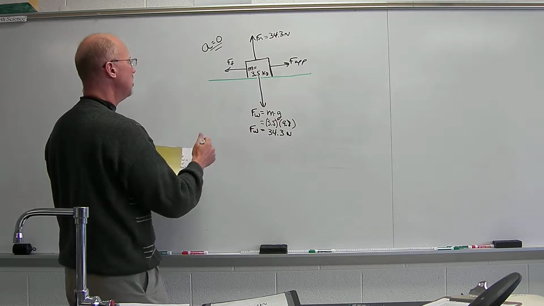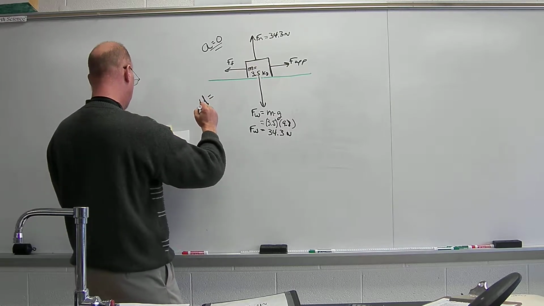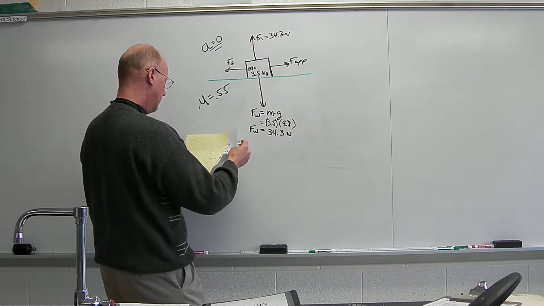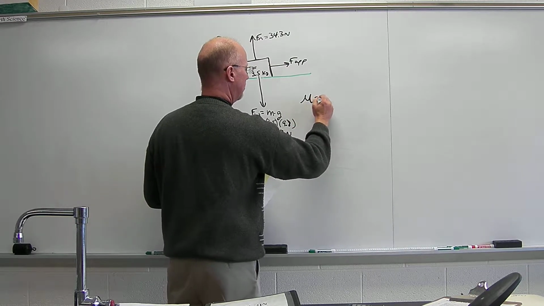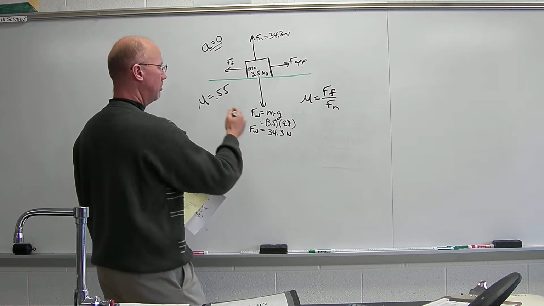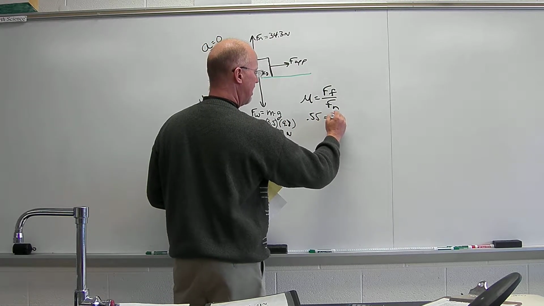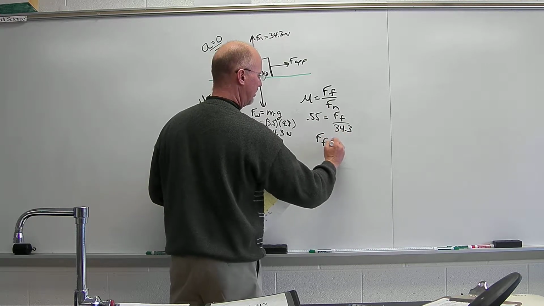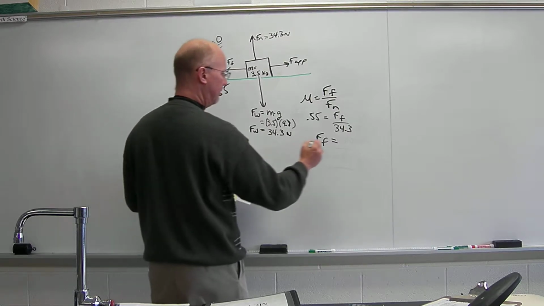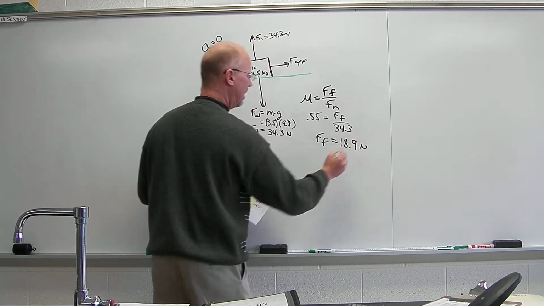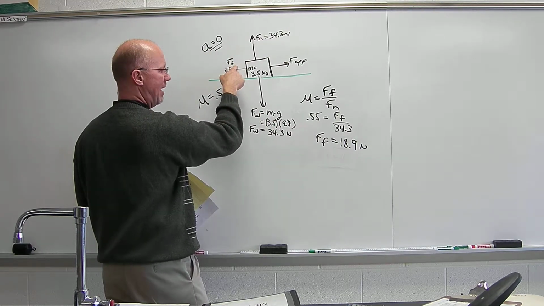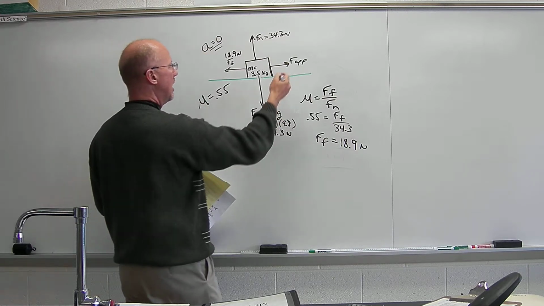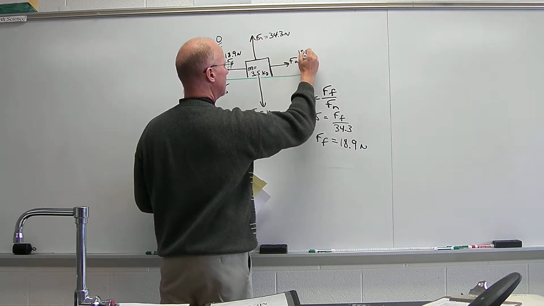So what other information do we have? We have the information that the mu value for this particular problem is equal to 0.55. We also know that the formula that incorporates mu is mu equals FF over Fn. So if we plug in our values, we've got 0.55 is equal to FF over Fn, which is 34.3. And we solve for FF by cross multiplying and dividing, and we're going to find out that FF is equal to 18.9 newtons. Now we can plug that into our free body diagram, which I always like to do. FF is equal to 18.9 newtons, but because everything is equal and opposite and balanced, because the acceleration is 0, I can then also write down that the applied force is also equal to 18.9 newtons.